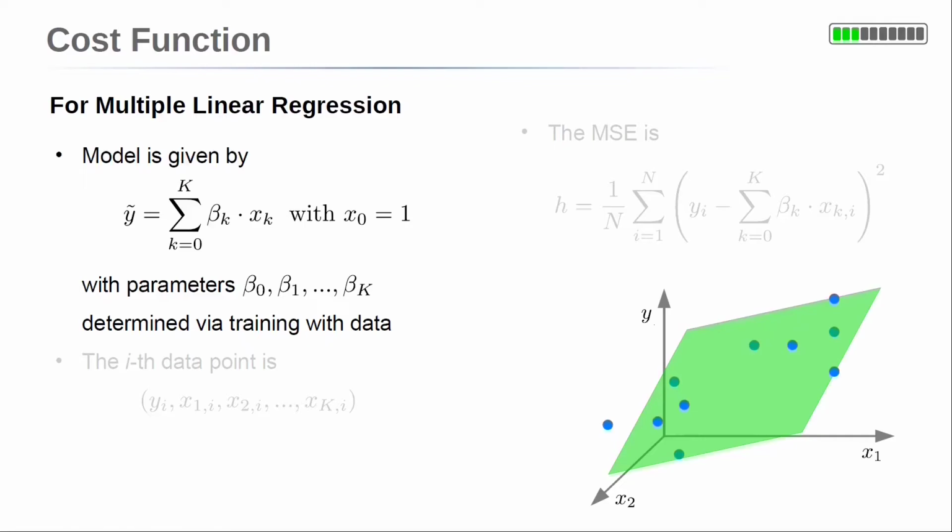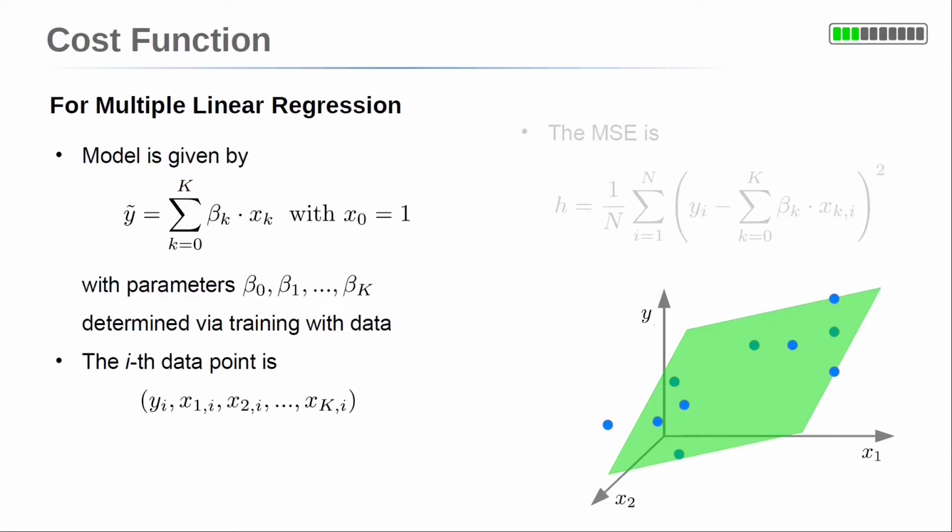Next, let's apply the multiple linear regression model to the mean squared error cost function. This model takes capital K independent variables x1, x2, up to x capital K. We set x0 is equal to 1 to obtain a concise representation of the model y tilde. This is the sum over k of beta k times xk. The summation starts at k is equal to 0 to include the y-intercept because we defined x0 is equal to 1.